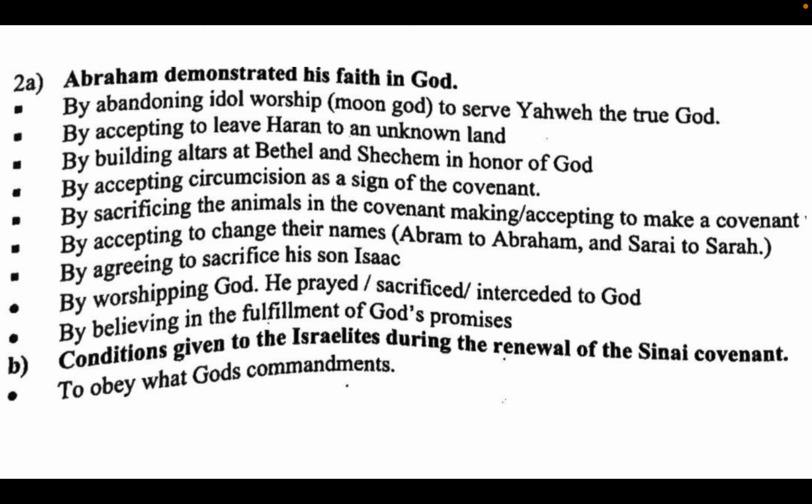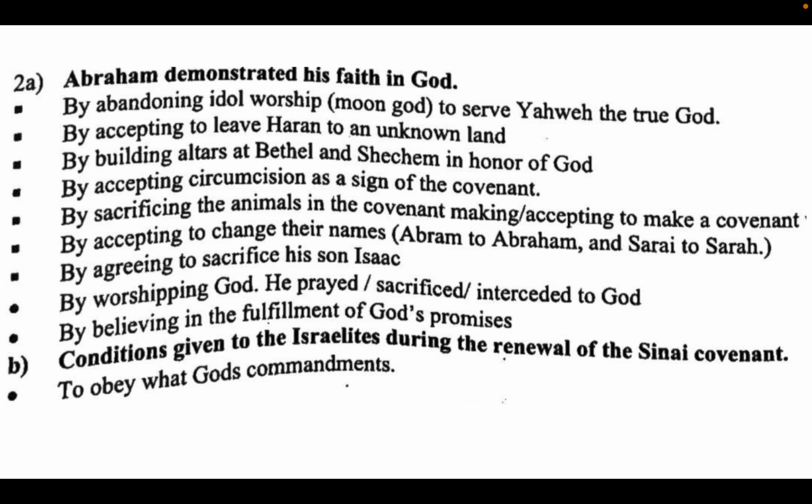Question 2a. Abraham demonstrated his faith in God by abandoning idol worship to serve Yahweh the true God, by accepting to leave Haran to an unknown land, by building altars at Bethel and Shechem in honor of God, by accepting circumcision as a sign of the covenant, by sacrificing the animals in the covenant making, by accepting to change their names, Abram to Abraham, Sarai to Sarah, by agreeing to sacrifice his son Isaac, by worshipping God, by believing in the fulfillment of God's promises.